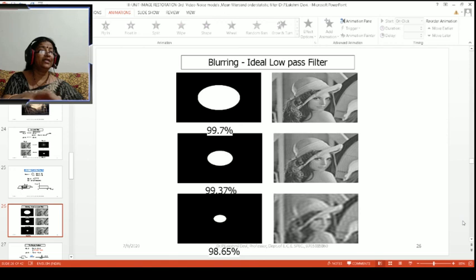Let us observe the ideal low pass filter with different concentric circles, and how we restore an image by increasing the concentric circles. Let us observe the second, fourth and sixth concentric circles given here, with 98.65, 99.37 and 99.7% of power enclosed in the concentric circles, and the corresponding restored images give this type of quality. Here we can observe that with increasing concentric circle radius, you automatically get better clarity in the reconstructed images.